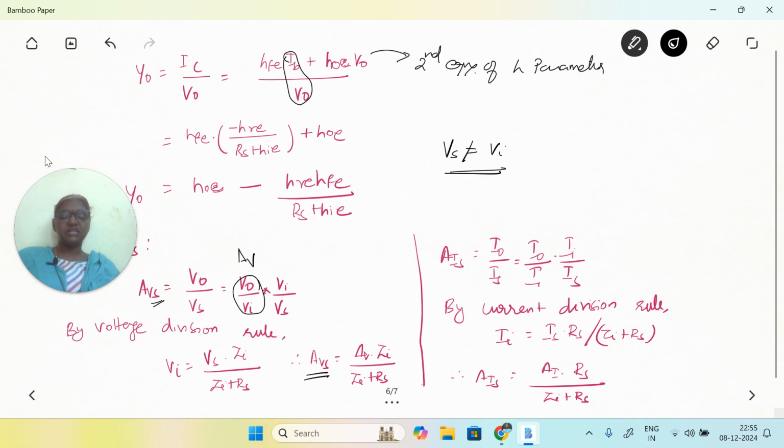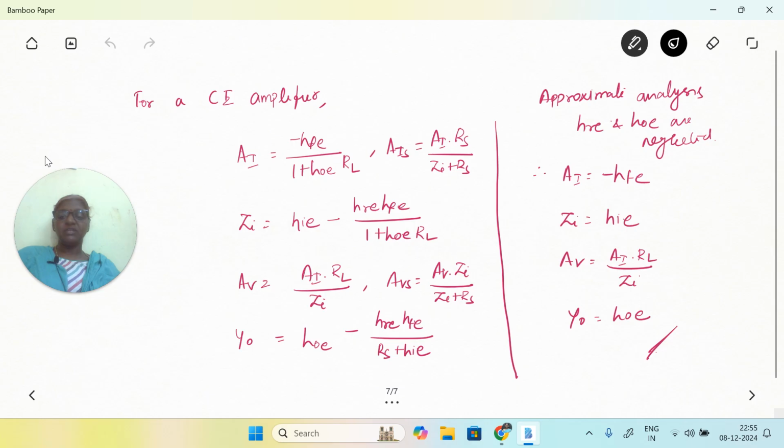Similarly, we can also calculate the current gain with respect to the source by applying the current division rule. By applying the current division rule, the input current can be written as the supply current into the opposite resistance divided by the total resistance. So AIS can be taken as AI into Rs divided by Zi plus Rs. By concluding all these things, for the CE amplifier we have found the four parameters: the voltage gain, input impedance, current gain, and the output admittance. The equations are summarized here.